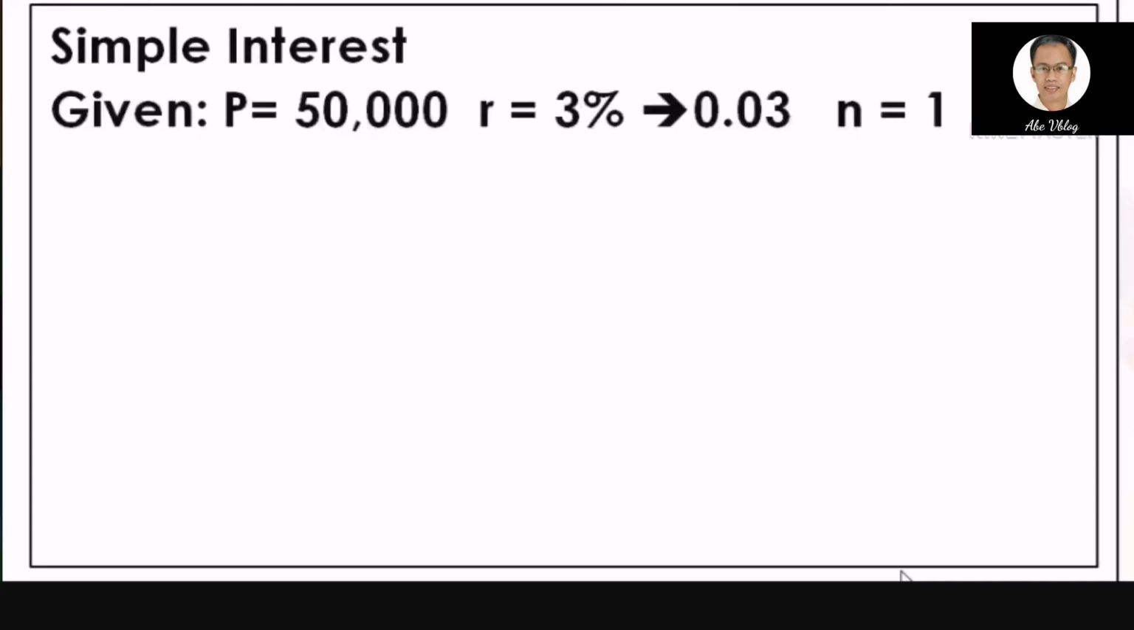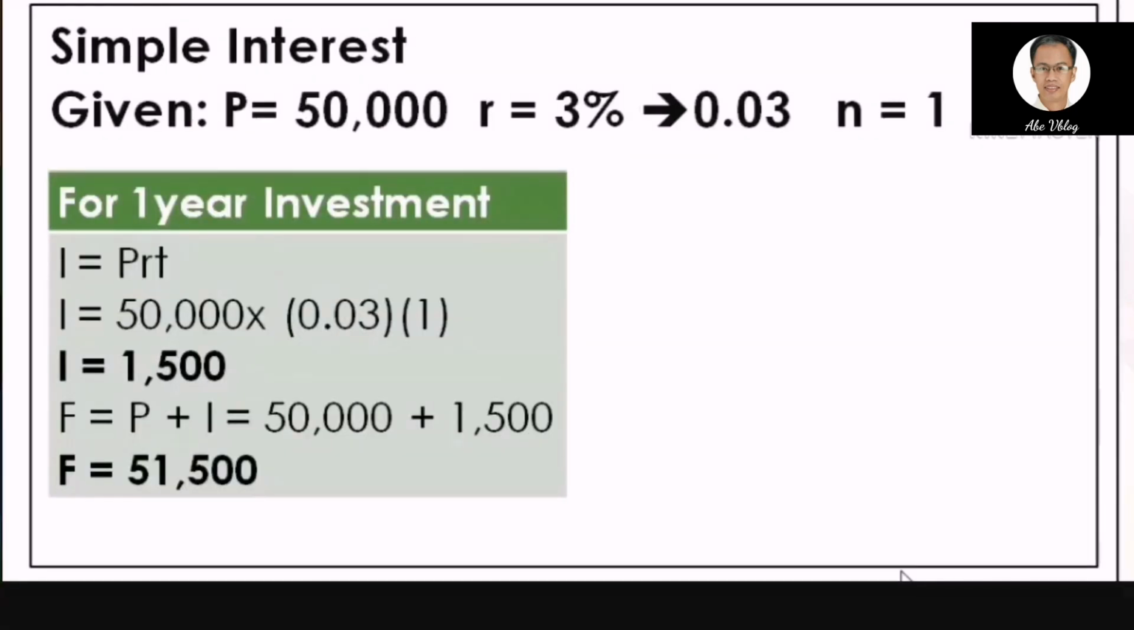Now let's have a computation for the simple interest in 1 year and 5 years. The givens are P is equal to 50,000, R is 3% or 0.03, and T is equal to 1. Then we use the formula I is equal to PRT. Then we substitute the given values: 50,000 times 0.03 times 1. And I is equal to 1,500 pesos.